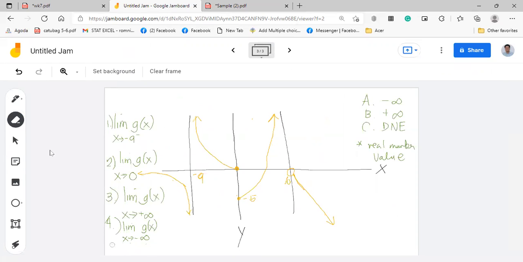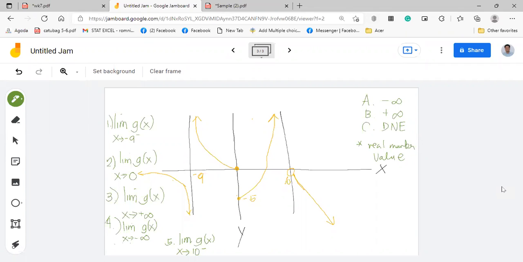Okay, you may start answering number 5. So paano naman ang limit ng g of x habang ang x keeps on approaching 10 from the left? Again, comment your answer A when it's negative infinity, B when it's positive infinity, C when it's DNE. And if that's a real number value, comment the real number value. Let me give you 30 seconds to provide the answers para mabilis tayo mag-move.